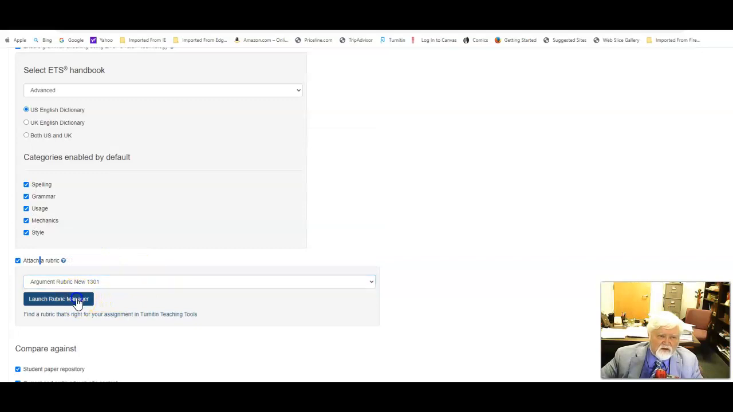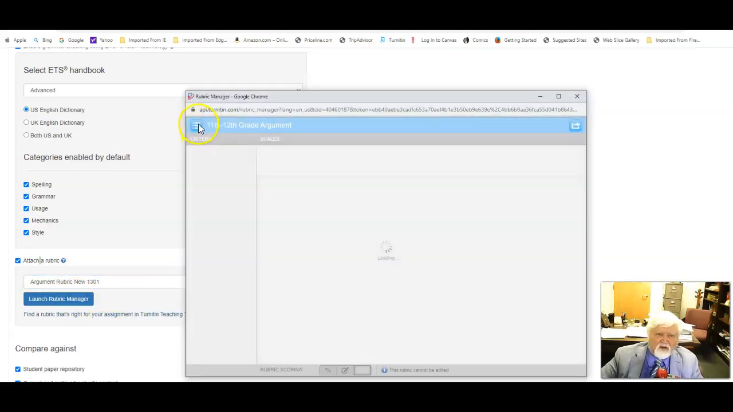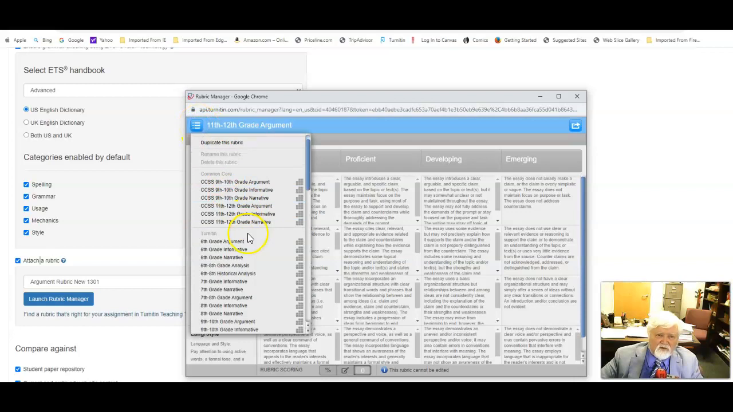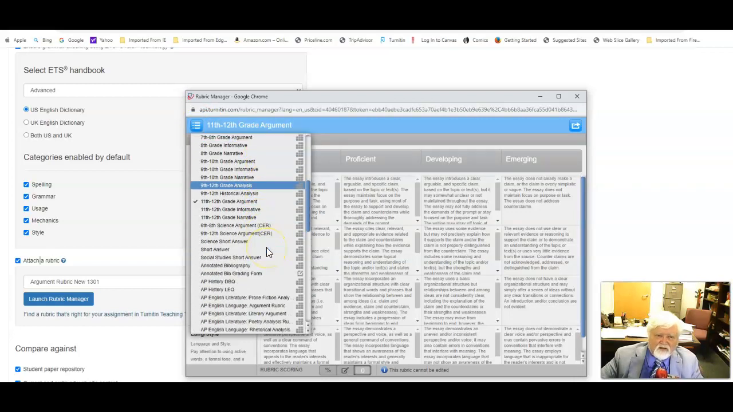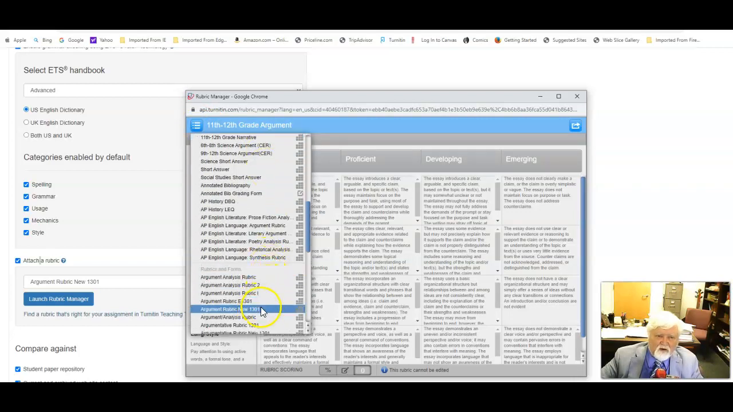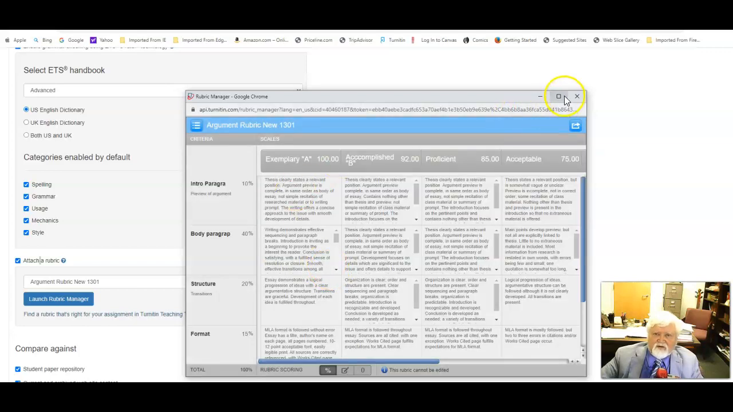So that's the rubric we're using. And I'm going to show you this one. Apologize for the difficulty getting into these things. But this is just part of what we go through. This is your rubric.